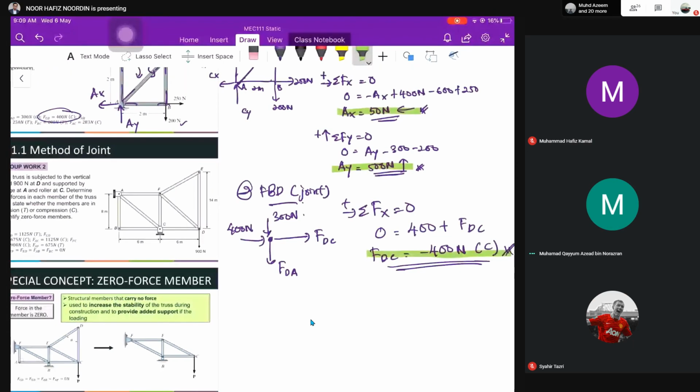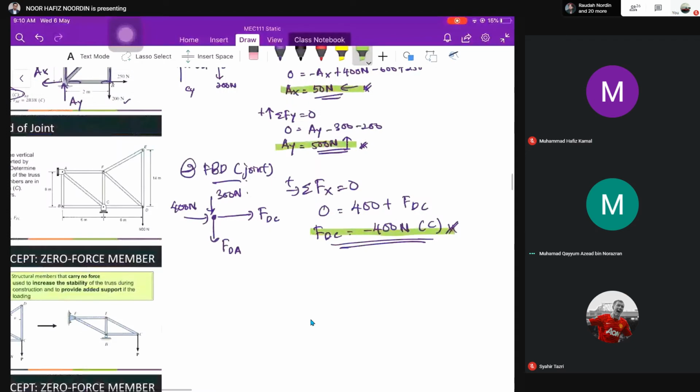Sebab apa saya cakap macam tu, if let's say you nak start dengan point A yang ada tiga unknown force, bila you nak solve guna Fx, Fy ni tak akan dapat jawapan. Sebab dia ada tiga unknown force tu. Bila you nak selesaikan guna persamaan, you takkan jumpa. That's why kita solve yang dua dulu. Boleh faham itu?